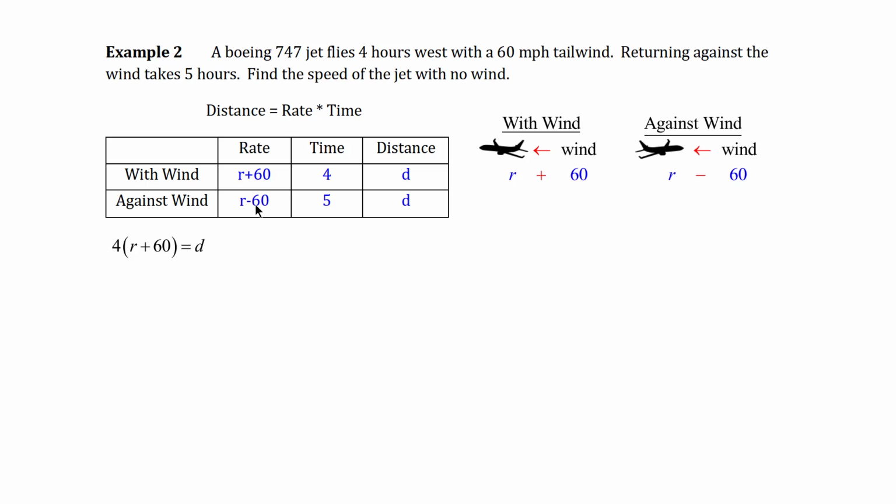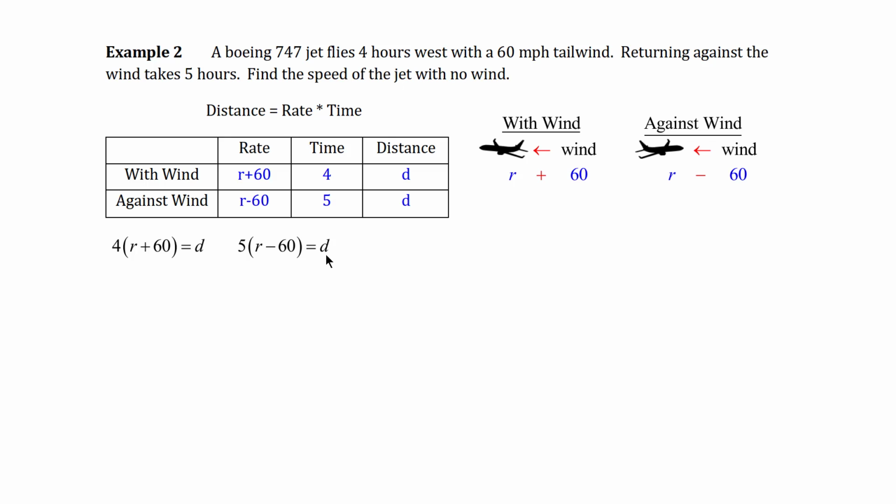So for the row with the wind, we get 4 times (r + 60) equals d. And for the row against the wind, we get 5 times (r - 60) equals d. Now that we have our two equations, there are two different ways we could solve this. We could use the substitution method or the elimination method. Since both equations are set up for substitution, it's better to use the substitution method.